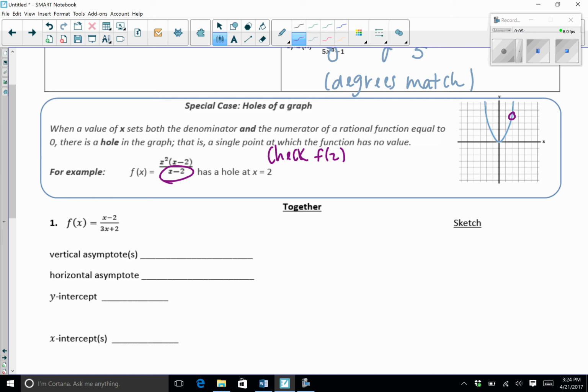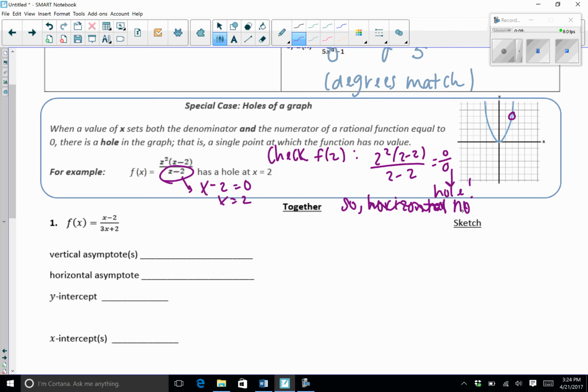Why 2? Because when the denominator was set equal to 0, you got x equals 2. And so we think there's a vertical asymptote, but if I check f equals 2, we get 2 squared times 2 minus 2 over 2 minus 2, which results in 0 over 0. This is the instance that tells me that there's a hole in the graph. So I would say that there's no asymptote at x equals 2. It was just a hole.